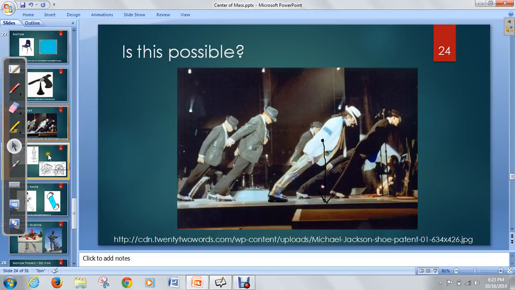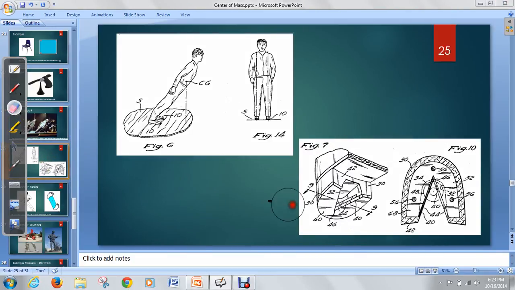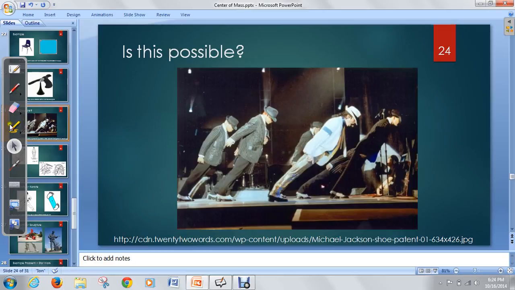But he actually made an invention for his shoe that would link into the floor. It was a special bolt that would link into his shoes, and when you link into the floor, the range of your base is no longer your foot; it's actually the entire ground. So as long as his legs could support his weight, he could stand up, because he's linked to the floor. So that's a cool example of overcoming that center of mass problem.